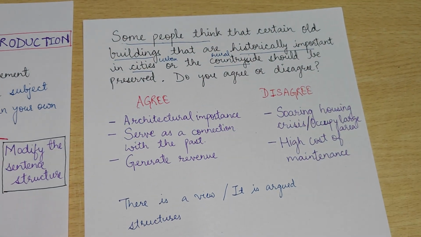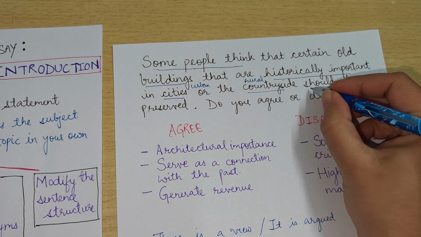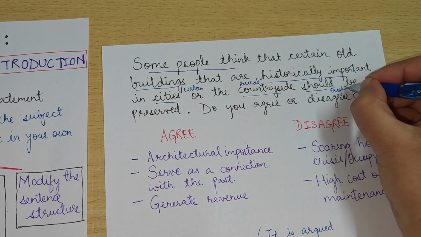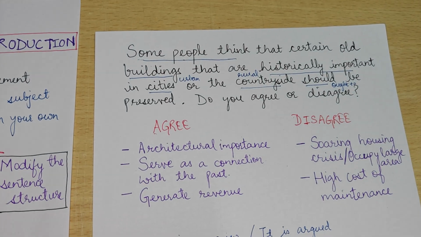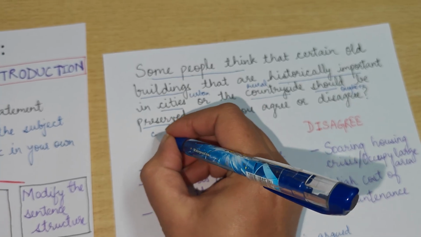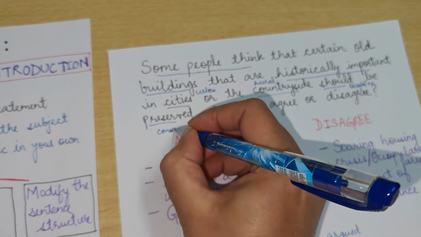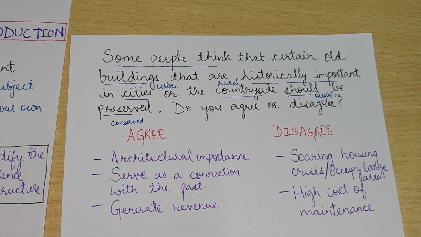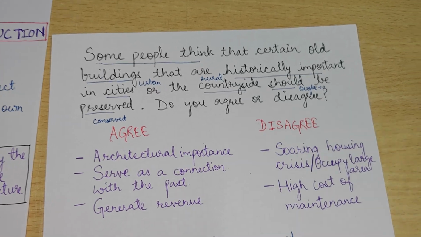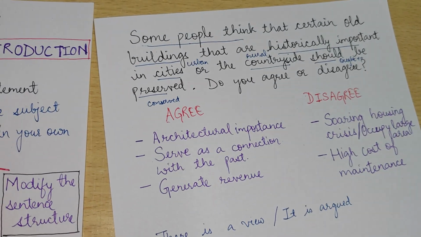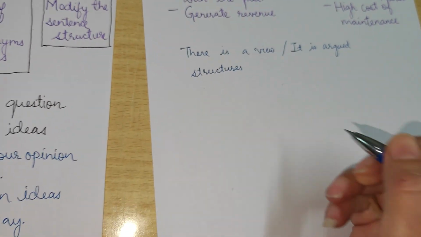Should be preserved. For should, you can use the word ought to. Preserved, you can say conserved. All right. So now we have some synonyms for this. So how to write the first part? I'll be writing this.